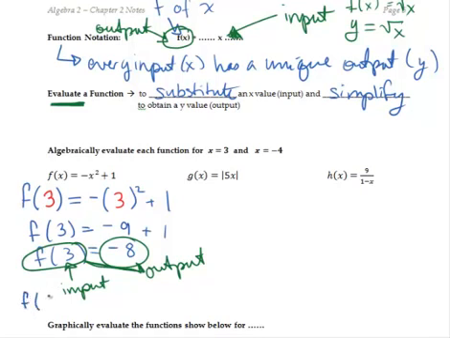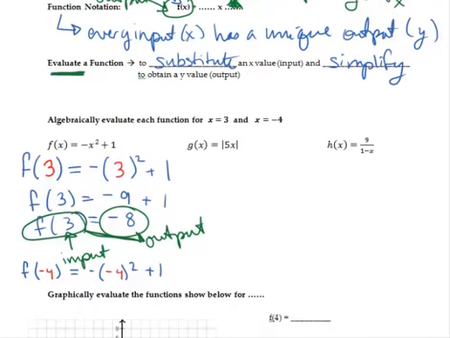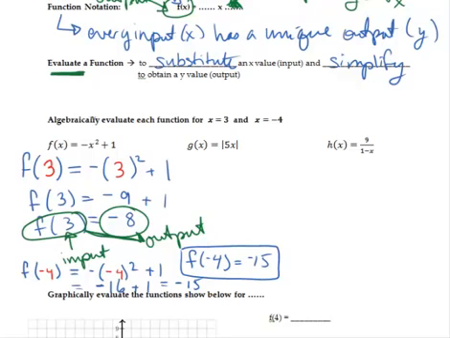f of, space, negative, squared plus 1, and we put in a negative 4. Negative 4 squared is 16. This negative is still out front, plus 1. Negative 16 plus 1 is negative 15. So the best way to write this one would be to say that f of negative 4 equals negative 15. That would be to evaluate the function. And so would this. Those are both ways to evaluate f of x.